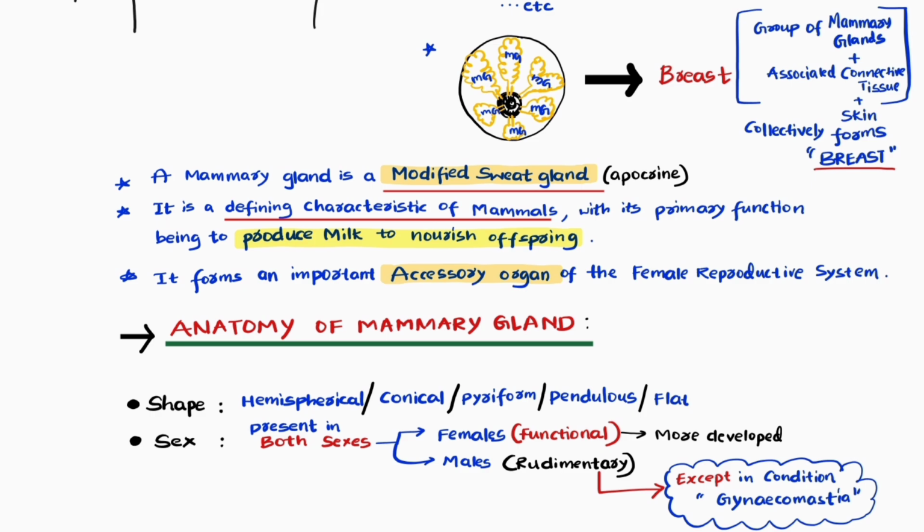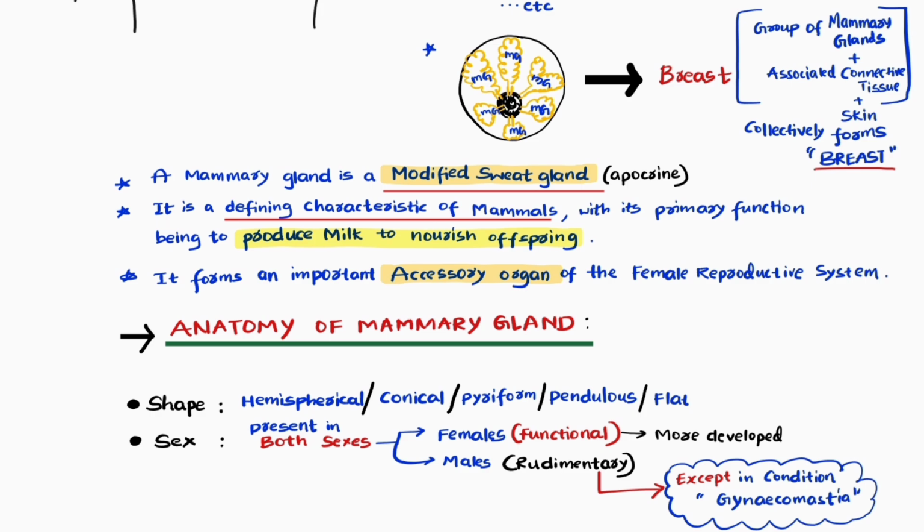It is a defining characteristic of mammals, with its primary function being to produce milk to nourish offspring. The mammary gland forms an important accessory organ of the female reproductive system and provides nutrition to the newborn in the form of milk. Now we'll discuss the anatomy of the mammary gland.